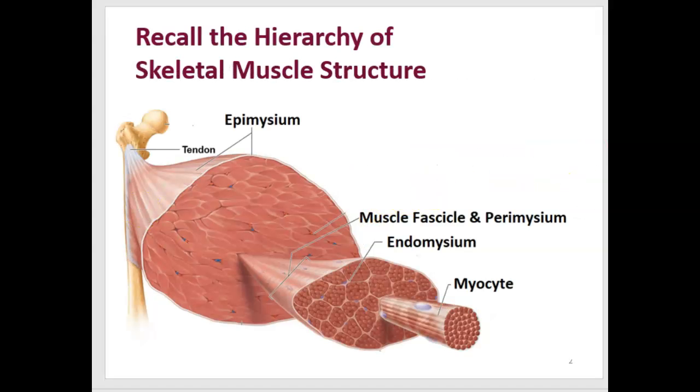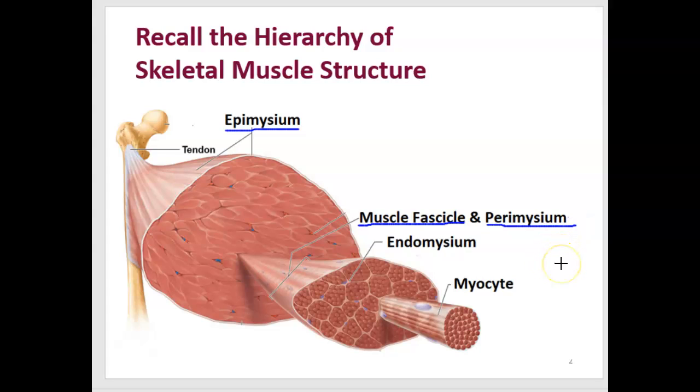So before we get started, let's just review what we already know about the structure of whole skeletal muscles. We know that an entire skeletal muscle, an individual one I should say, is covered by a connective tissue called epimysium, and that the muscle can be subdivided into individual groupings, each one called a muscle fascicle that's covered by connective tissue called the perimysium.